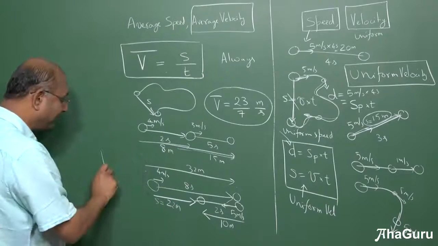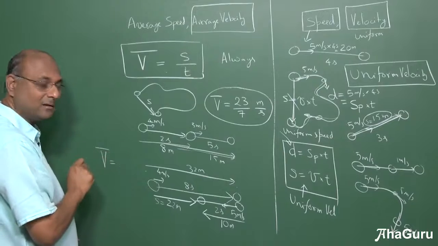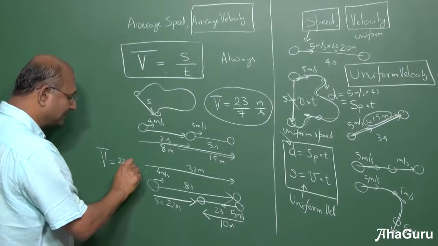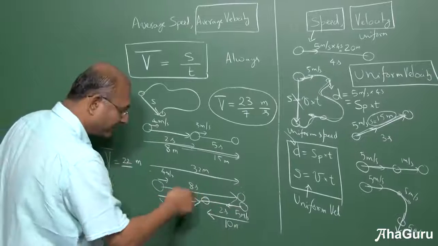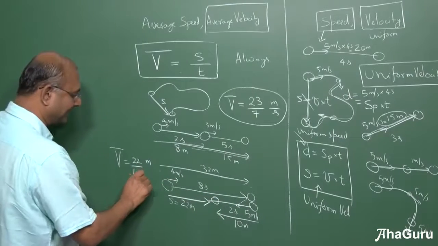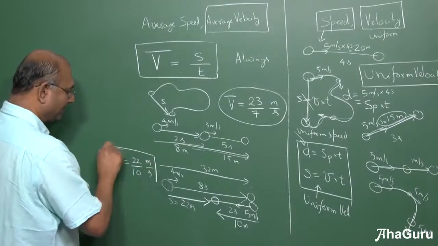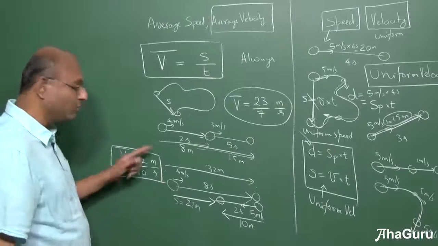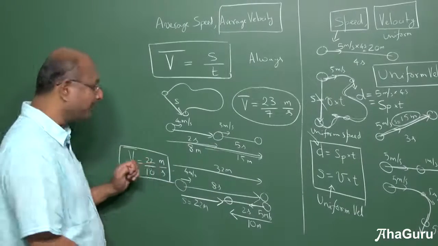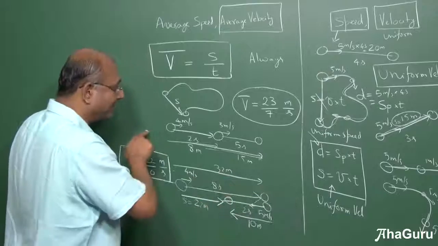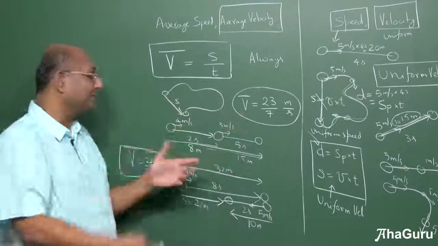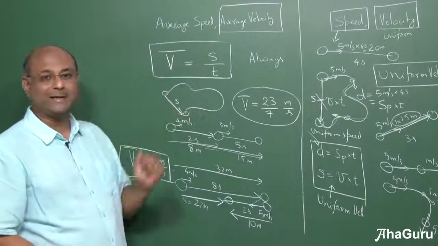So what is my average velocity? 22 meters divided by, what is the total time? 8 seconds plus 2 seconds, 10 seconds. So it is 22 by 10, 2.2 meters per second. So I hope that is clear. So you see average velocity, you can find this minus that, you can find this plus that, depends on how you are moving because it's displacement by time.